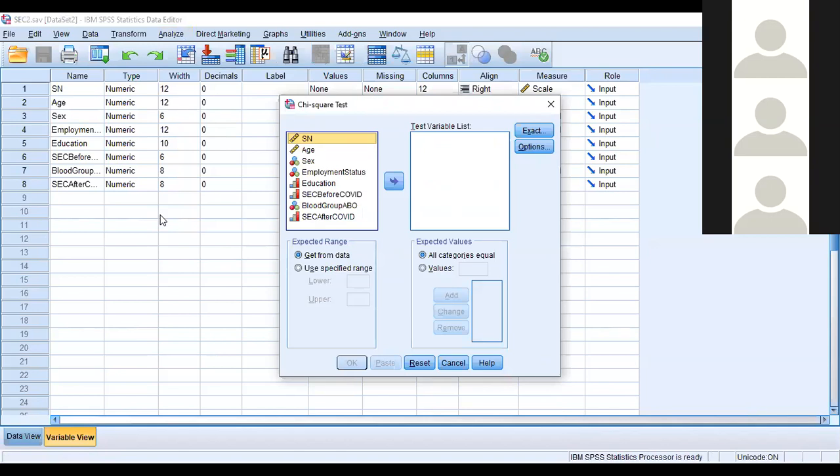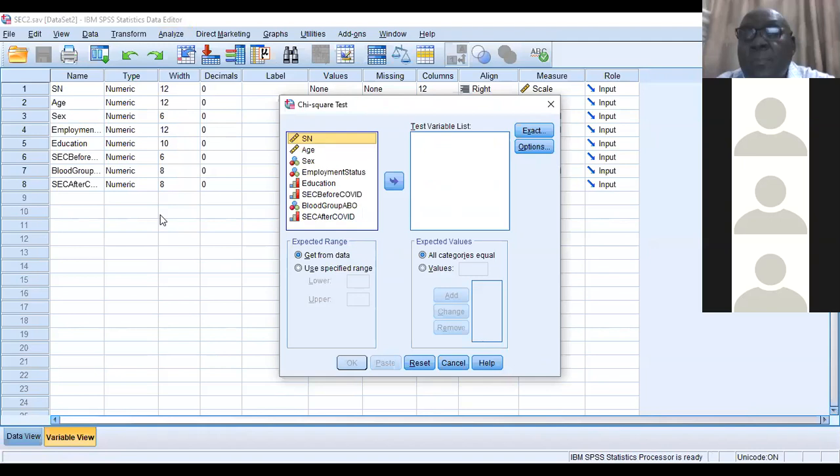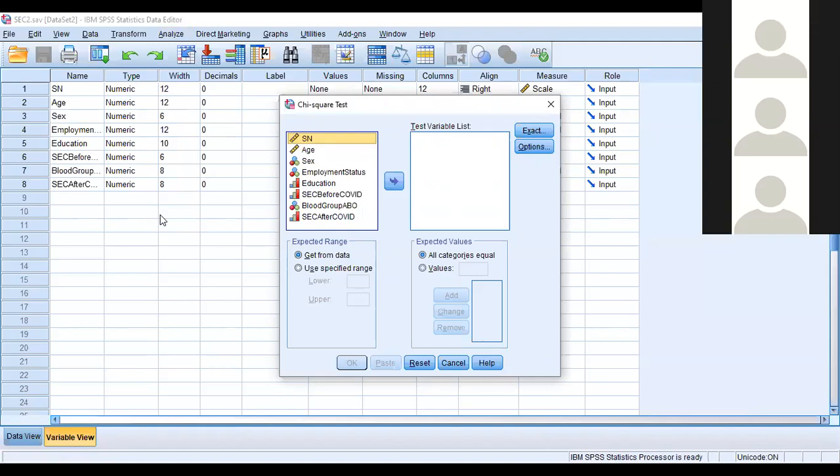If you remember the other chi-square we were doing, you go to Crosstabs. Actually, chi-square is nonparametric. That other one involves cross-tabulating two variables, but this one does not involve cross-tabulating. That is why you now come here. Welcome, Dr. Ajara.